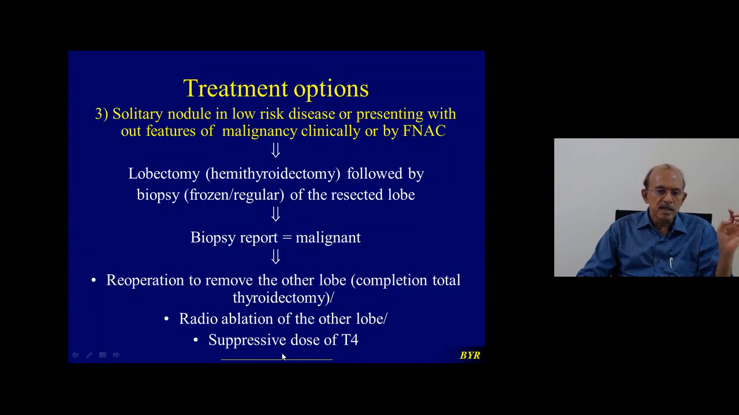That will suppress TSH. When TSH is suppressed, automatically, this tumor is TSH dependent. So because it is TSH dependent, the tumor also will regress. And the other lobe of the thyroid also will decrease in size. So if TSH is not there, automatically the thyroid gland will involute. So what you are doing here is a total thyroidectomy or something equivalent to total thyroidectomy.